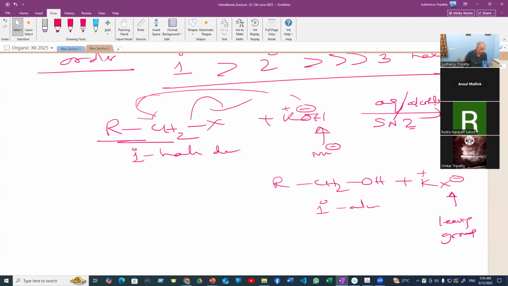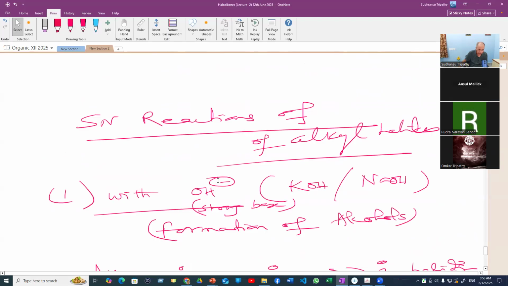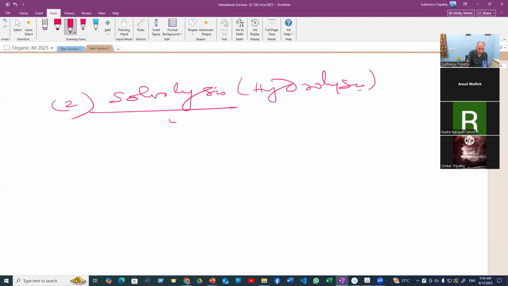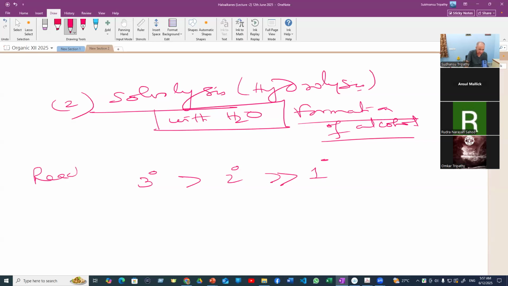But if it is solvolysis, not strong base, like hydrolysis or alcoholysis, simply let us take hydrolysis with water. Same formation of alcohol, like the first point, but the mechanism is different. 3 degree is greater than 2 degree, greater than 1 degree halide. And the mechanism will be SN1.